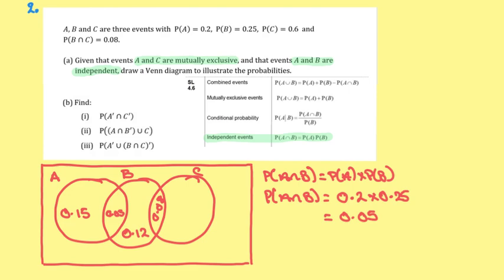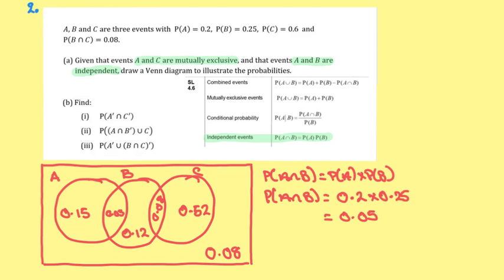and the whole of C must be 0.6. Seeing as we've used up 0.08, this bit must be 0.52. What is left is the outside. If you add all this up, it comes to 0.92. So outside is 0.08.